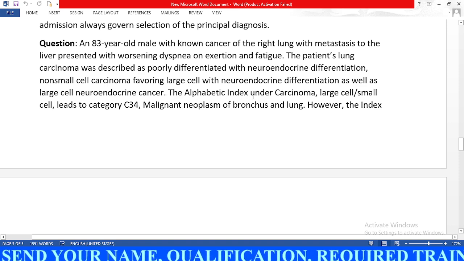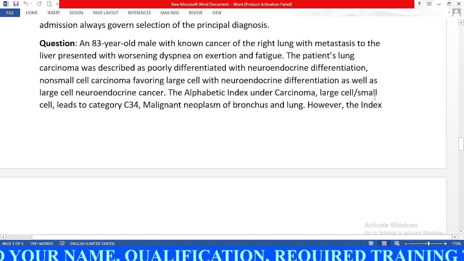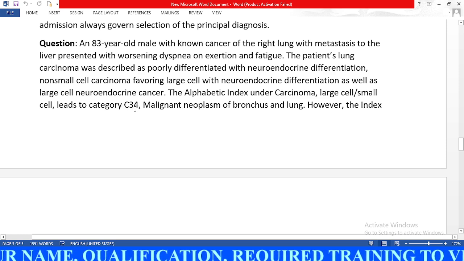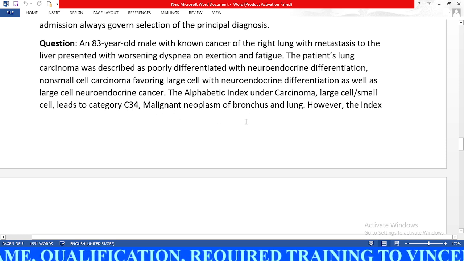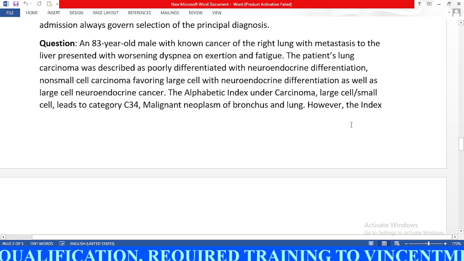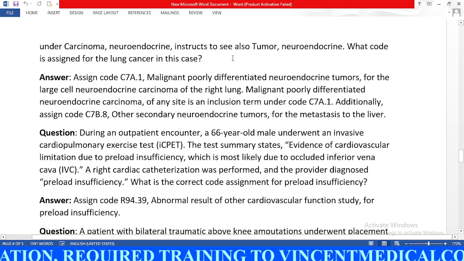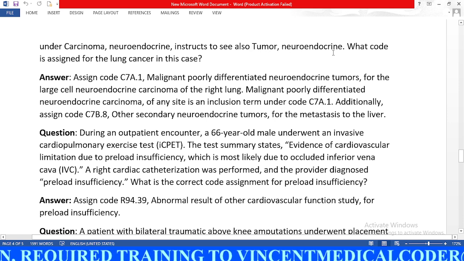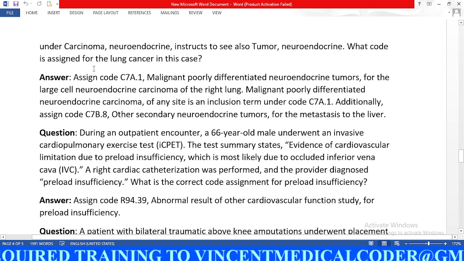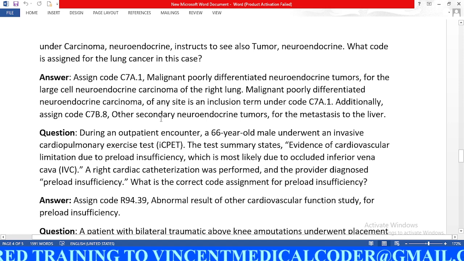The alphabetic index under carcinoma, large cell, small cell leads to category C34, malignant neoplasm of bronchus and lung. However, the index under carcinoma, neuroendocrine instructs to see also tumor, neuroendocrine. What code is assigned for the lung cancer in this case?